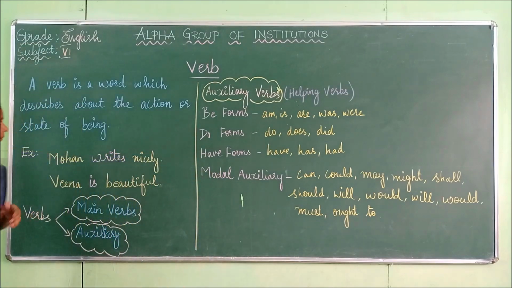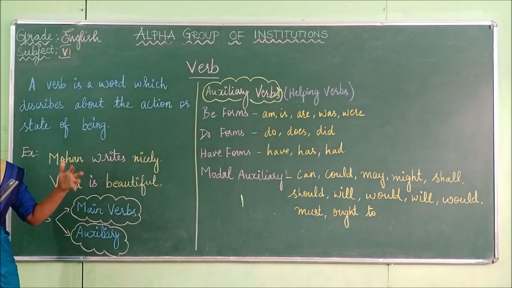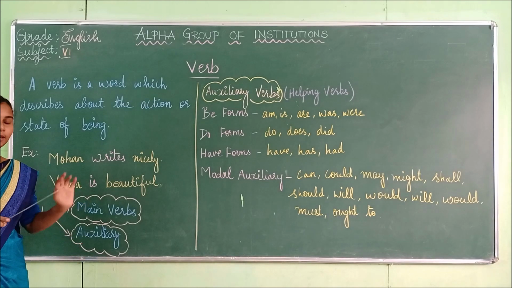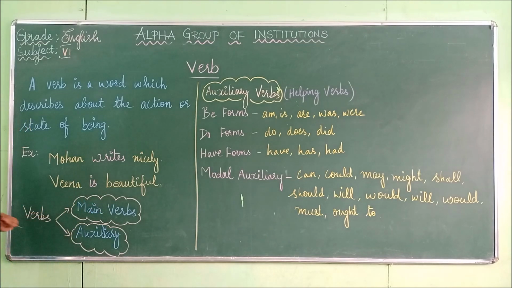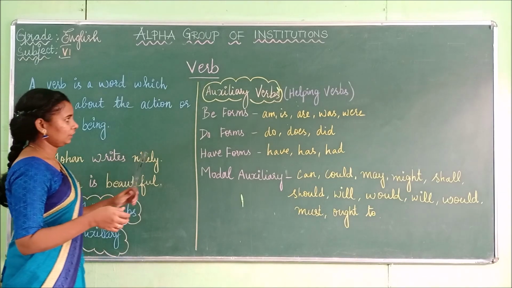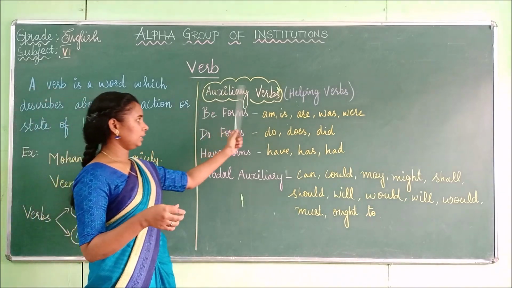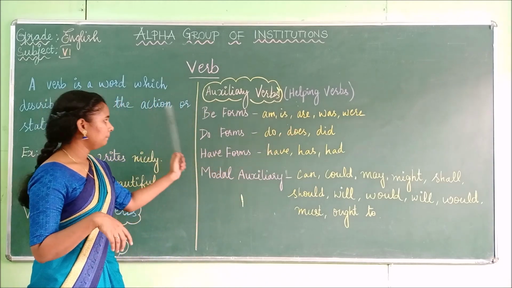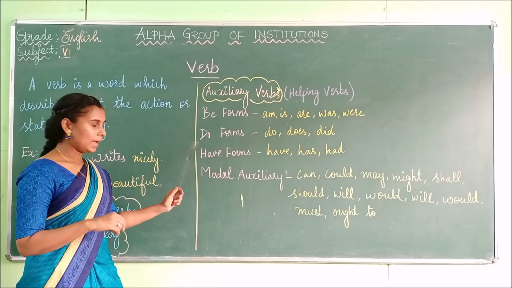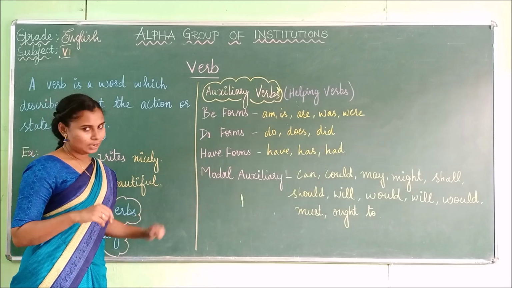Okay, children. Verbs are divided into main verbs and auxiliary verbs. What do you mean by main verbs? Main verbs are the action verbs, which include both regular and irregular verbs. And auxiliary verbs are the helping verbs. Under them we have be forms, do forms, have forms, and modal auxiliaries.